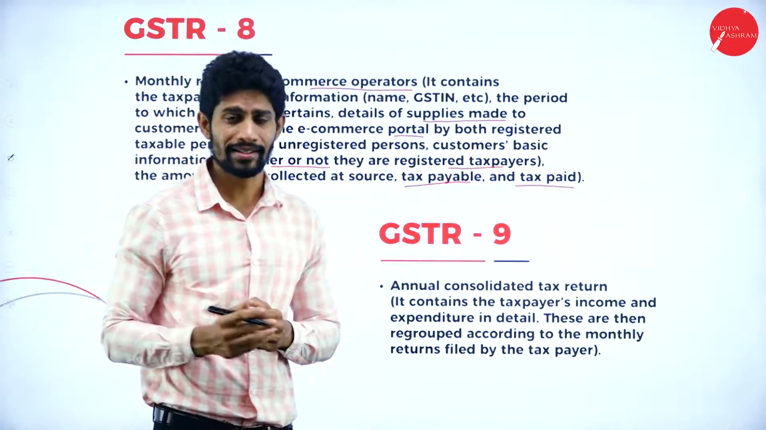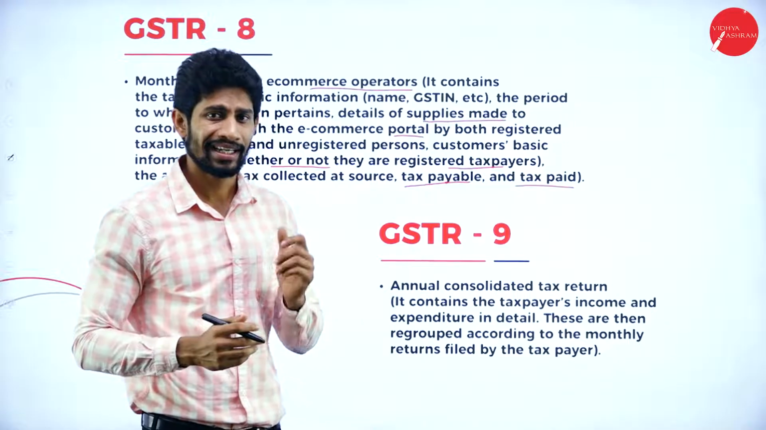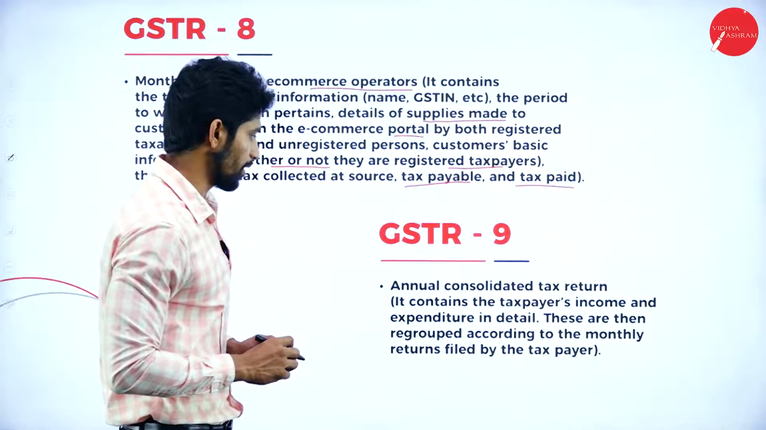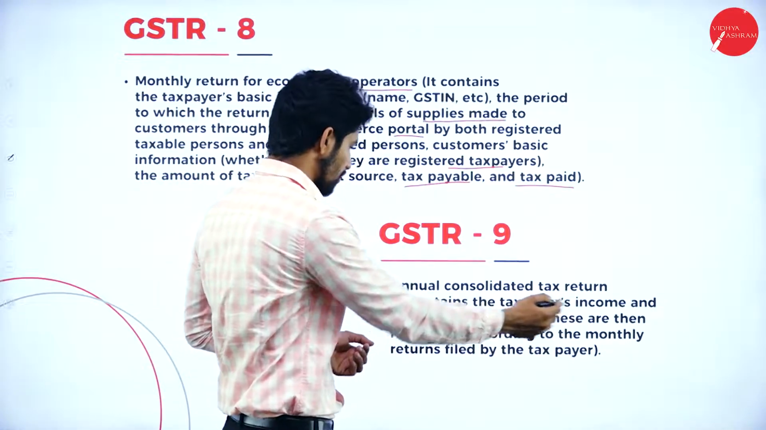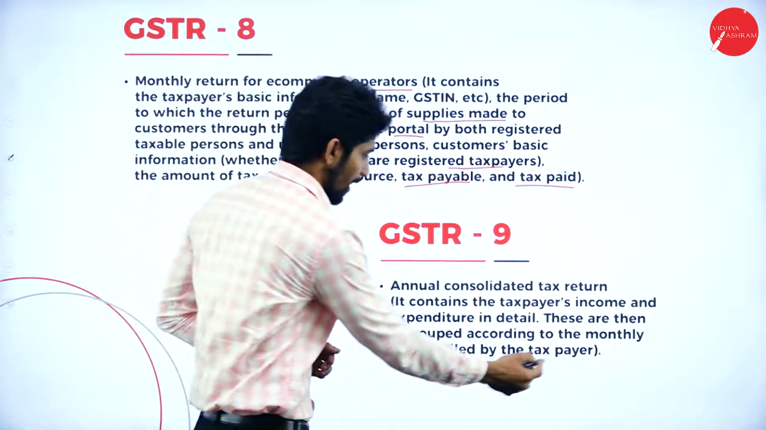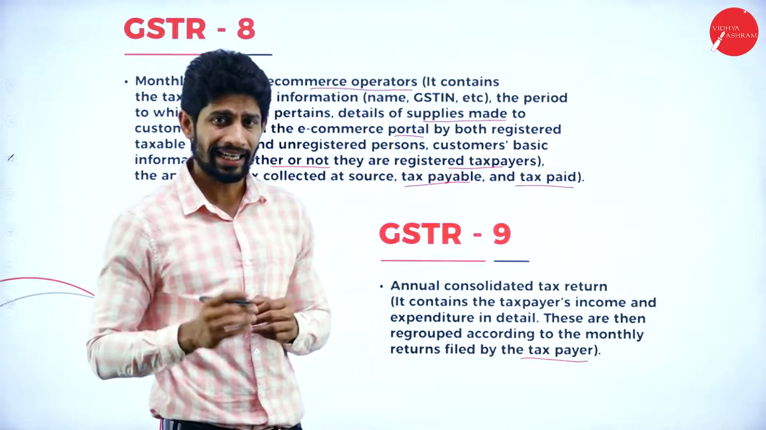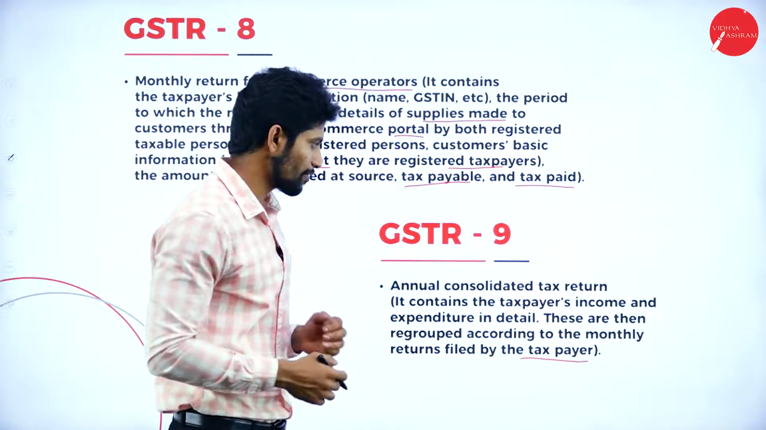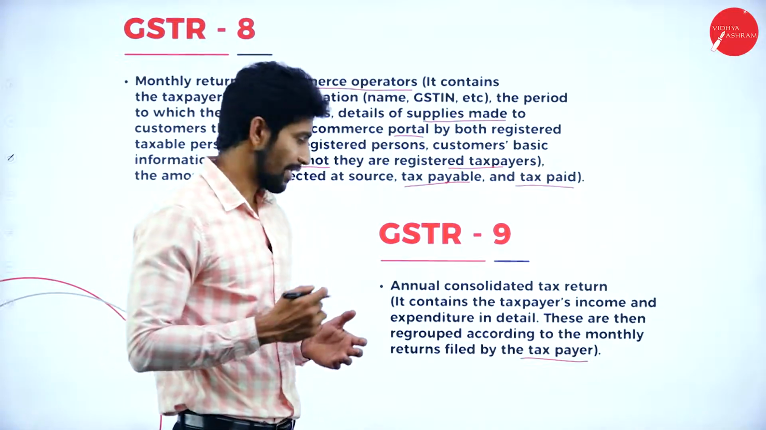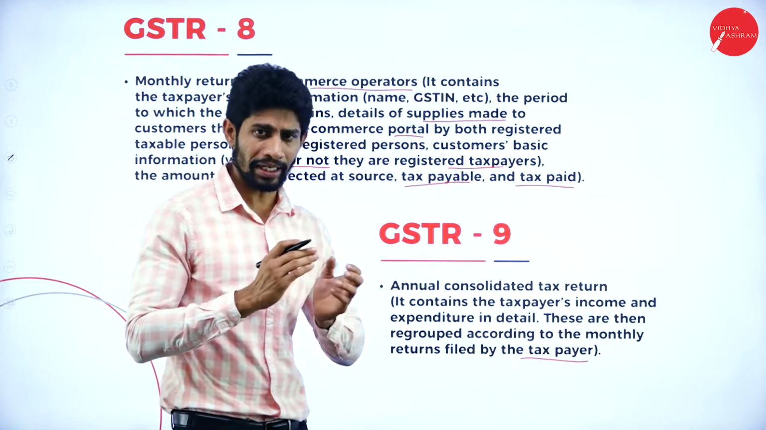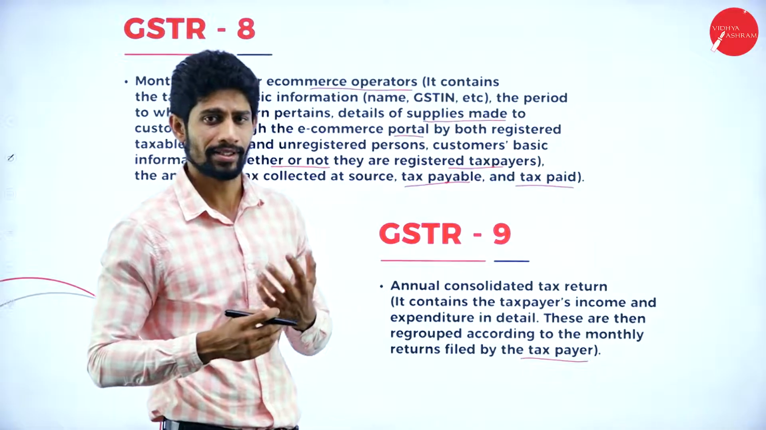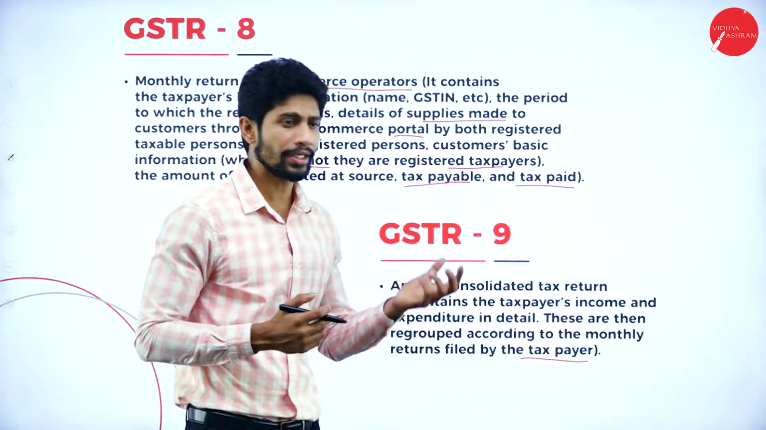Yes, GSTR-9 is an annual consolidated tax return. It contains the taxpayer's income and expenditure in detail. These are then regrouped according to the monthly returns filed by the taxpayer. So GSTR-9 contains the details of income and expenditure of a particular taxpayer. After that, that will be regrouped according to the monthly returns filed by the taxpayers. Yes, it is an annual consolidated tax return.